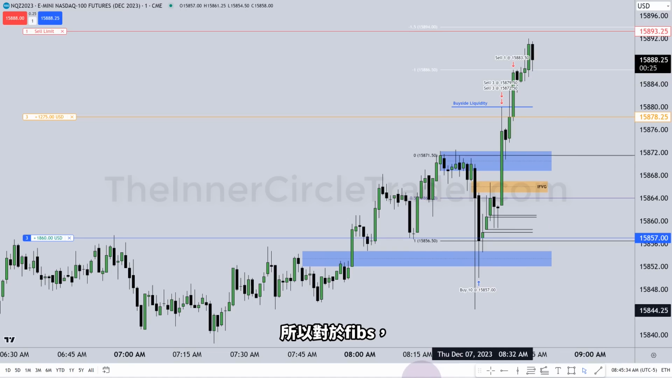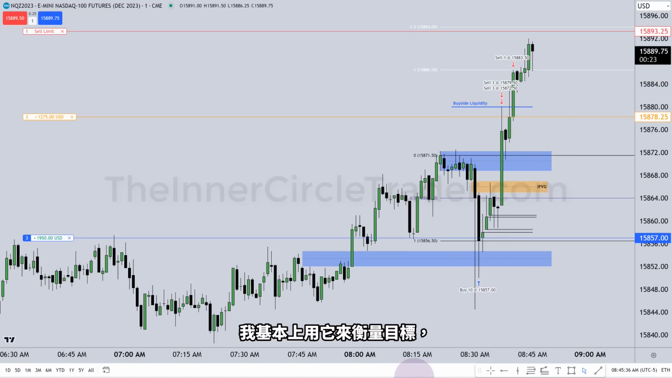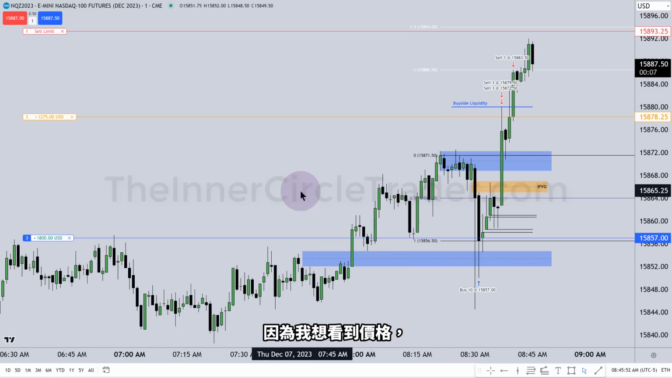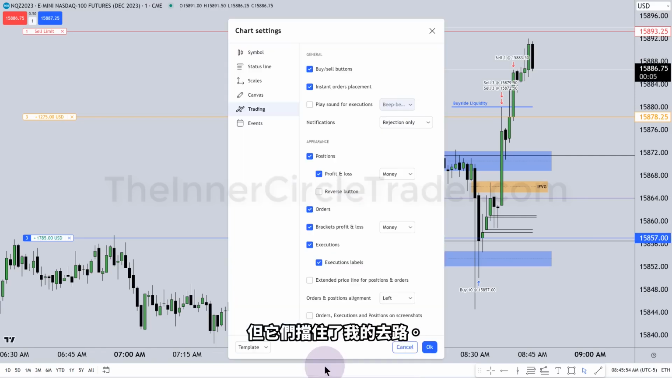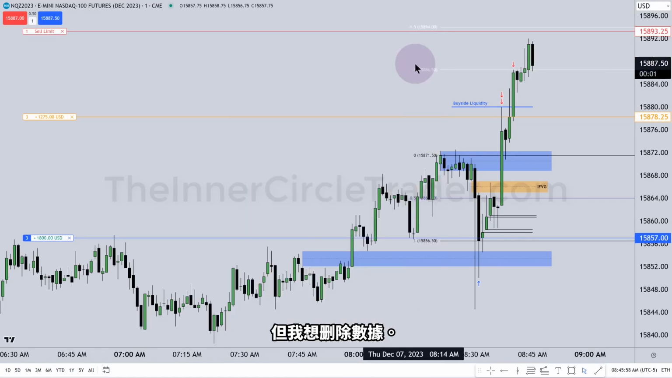So for fibs, I use it basically for measuring objectives, symmetrical price runs, specific measurements like I'm showing you here with the standard deviations. Again, 51-year-old bones creaking. Let me take these annotations off because I want to be able to see the price and they're in the way. I'll leave the arrows on, but I'm going to take the data off.